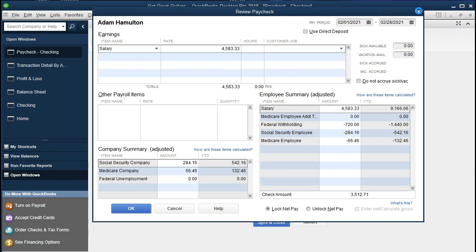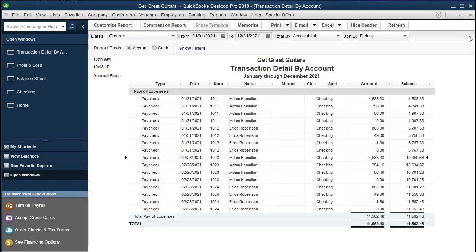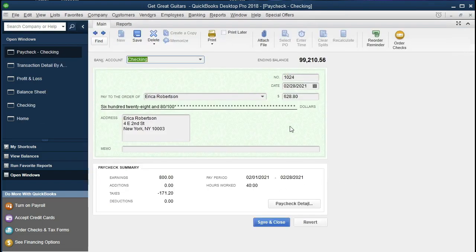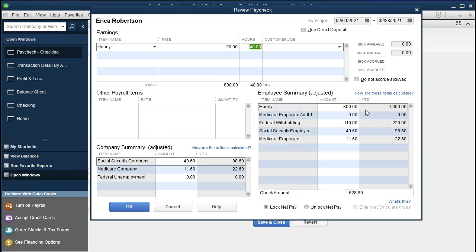So if we close that back out and close this back out, that's what we see here. We see the gross pay, our Social Security, and our Medicare. If we see the second payroll check, same thing. We see the gross pay here, not the net pay. In the detail, we're seeing the gross pay, 800, not pulling out their Social Security and Medicare, and then separating our portion of Social Security and Medicare, the employer portion.